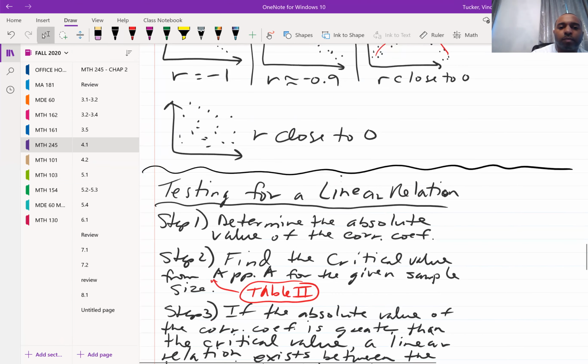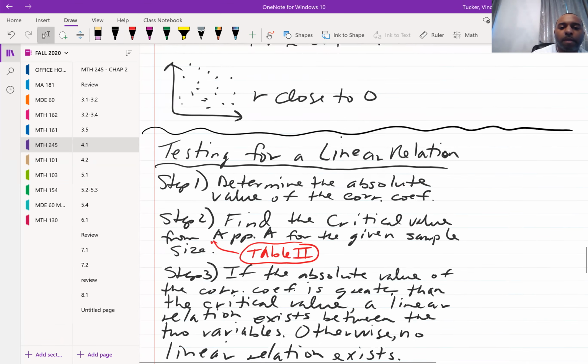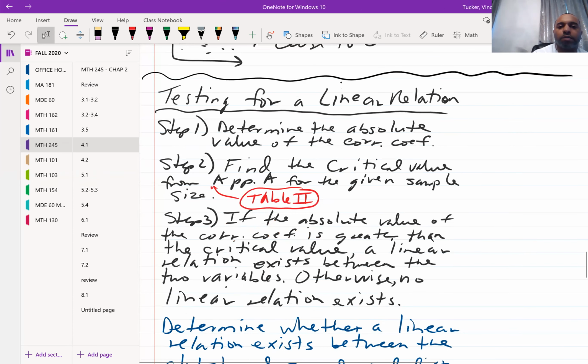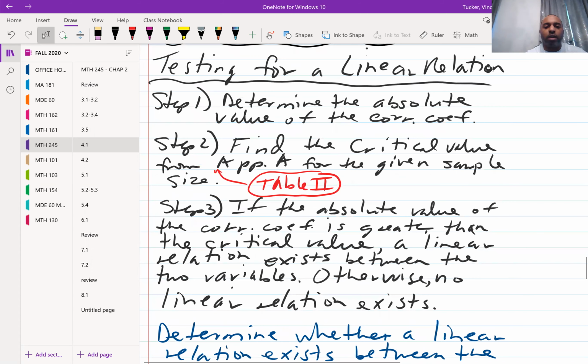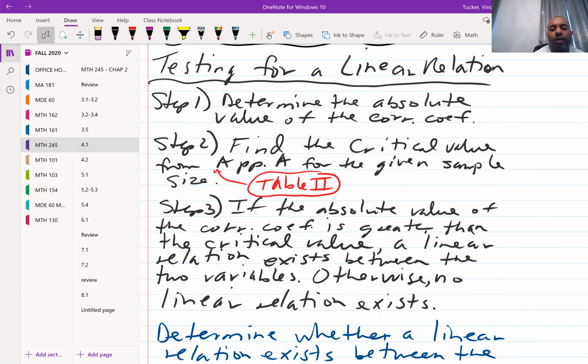All right, so testing for a linear relation. Your steps first before we go there. Determine the absolute value of the correlation coefficient. Find the critical value from Table 2, Appendix A, for the given sample size. I meant to write Table 2 in there, that's why I tried to squeeze it in there in red. If the absolute value of the correlation coefficient is greater than the critical value, a linear relation exists between the two variables. Otherwise, no linear relation exists.